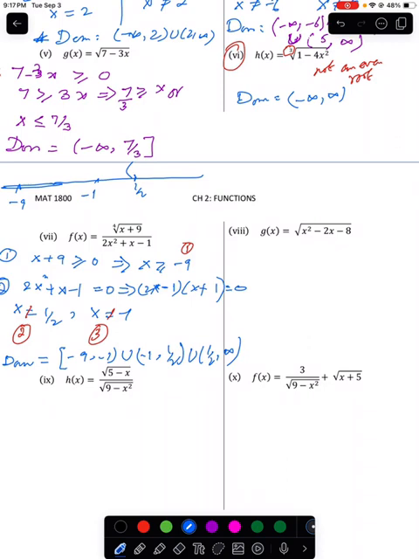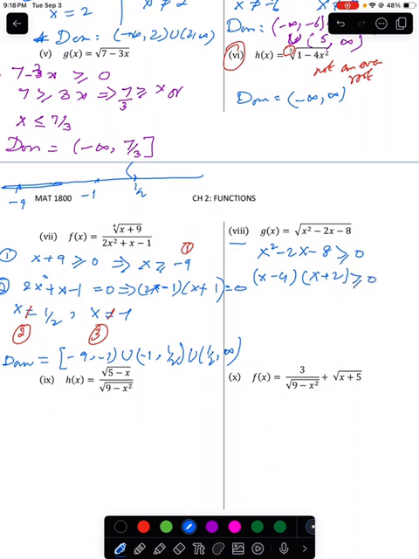Okay, going to the right side in number 8. Here we have a square root. So we have to take the quantity inside the square root and set it greater than or equal to 0. But what is this? This is a quadratic inequality, which you learned in 1.8. So what I do is factor. I get x minus 4 times x plus 2 greater than or equal to 0.